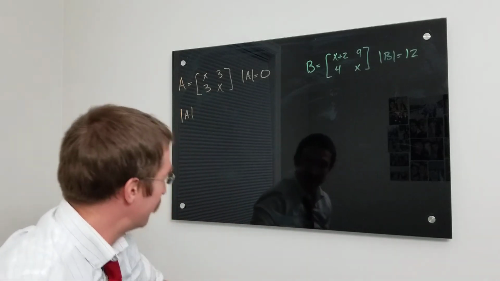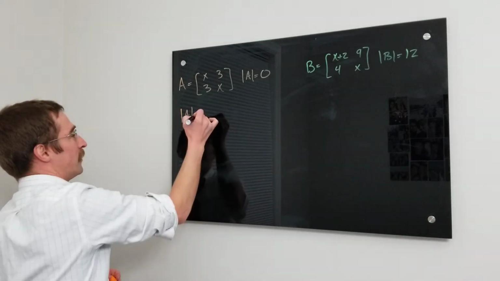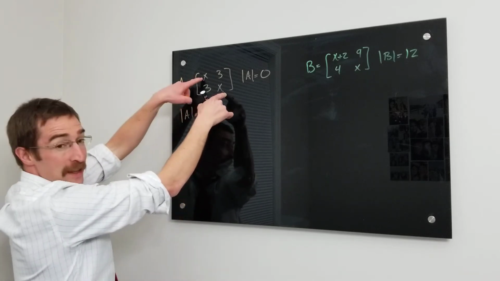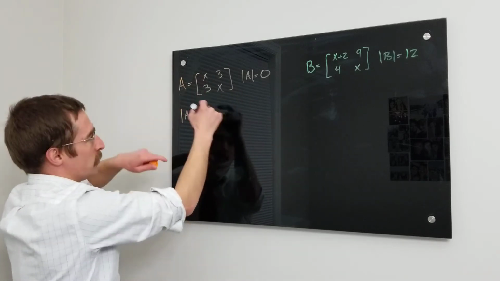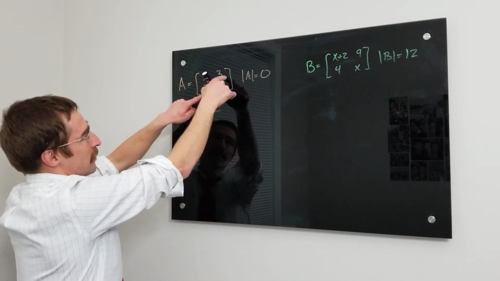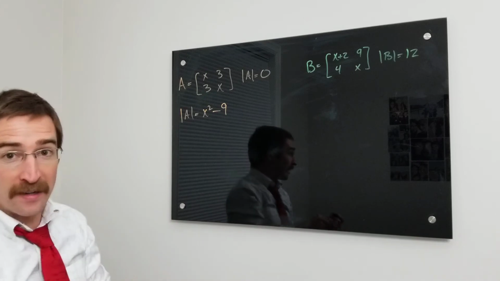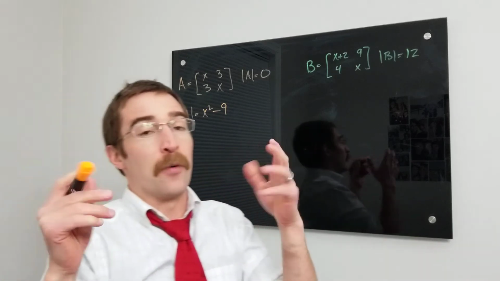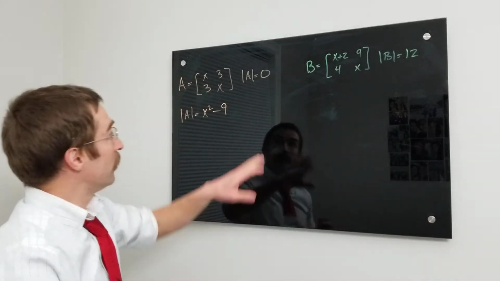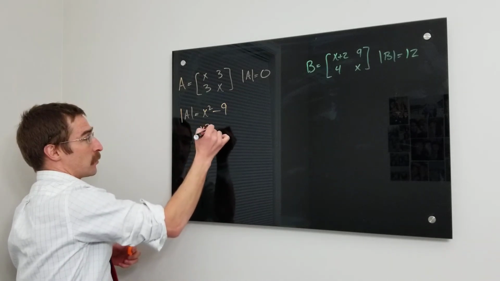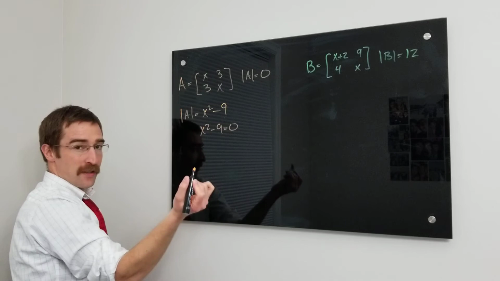Hey, Emma. So the determinant is A times D, so it's x times x, which is x squared, minus B times C, minus 9. So x squared minus 9 is our determinant. Now we're going to find out what x is, knowing that the determinant equals 0 here. So we've got x squared minus 9 equals 0, and we're going to solve that.